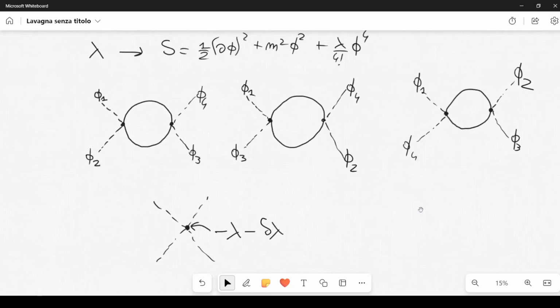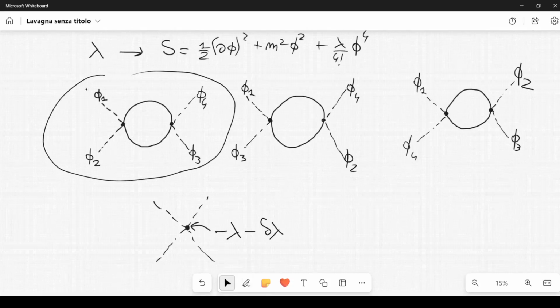Now let's consider this first graph that I have sketched. Here we can assume that to the field phi 1 we associate momentum k1, to the field phi 2 we associate momentum k2, and to the field phi 4 we associate momentum k4. In this case we can represent the momentum pointing towards phi 4, whereas in this case we can represent the momenta in such a way that they point towards this vertex. But this is a choice. And here we have k3, and this is, as I said, k4.